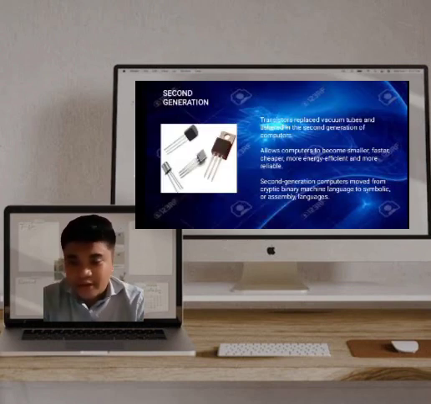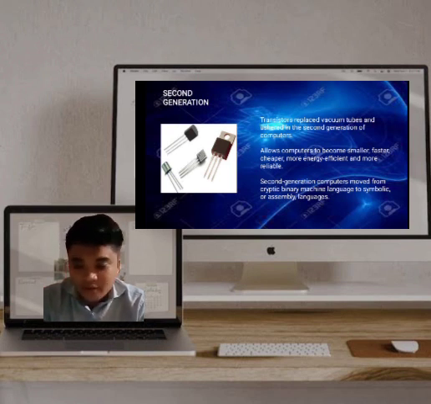The second generation of computer. The time period is 1959 to 1965. This is called transistor. Transistors replaced vacuum tubes and were used in the second generation of computers. They allowed computers to become smaller, faster, cheaper, more energy efficient and more reliable.